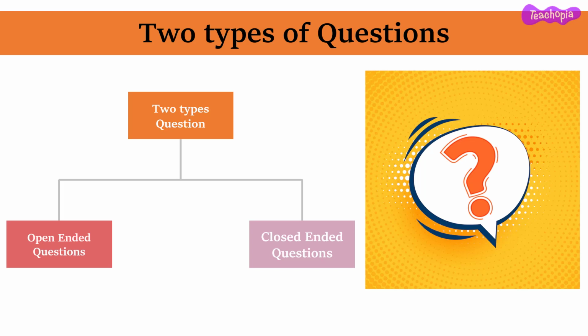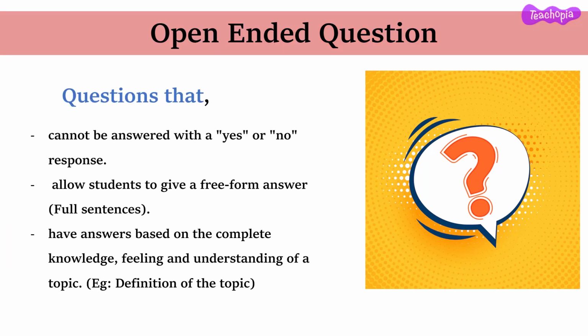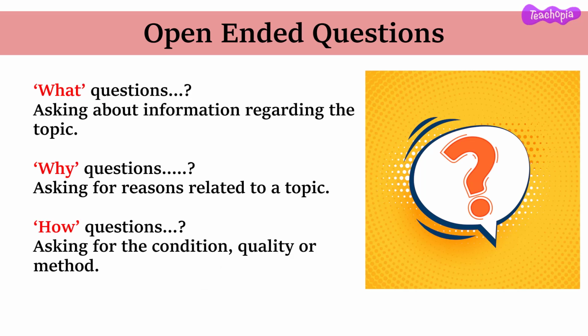One is an open-ended question. The second is a closed-ended questions. Now let us see what do we mean by open-ended questions. Questions that cannot be answered with a simple yes or no response. There are some questions which allow students to give free-form answers, as in they can answer in a full sentence. And then we have answers based on the complete knowledge, feeling and understanding of a topic. For example, the definition of the topic.